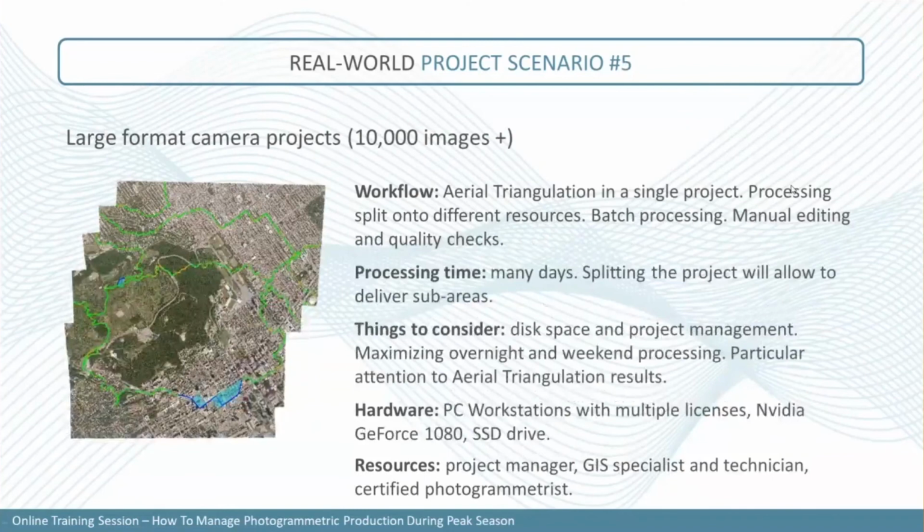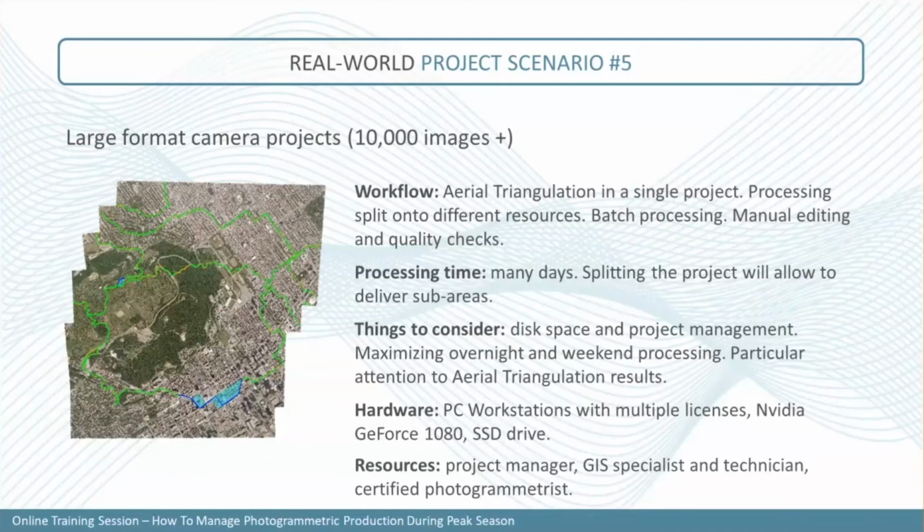Finally, the last project that we have is the most important one. It's a large format cameras project with 10,000 images and more. Those projects can be quite challenging and resource demanding. What we suggest here, if you have a big project like this, is to do the AT on one single project, and then you can split out the project into different machines if you have access to multiple licenses. But if you have one license, maybe break down your project into sections.